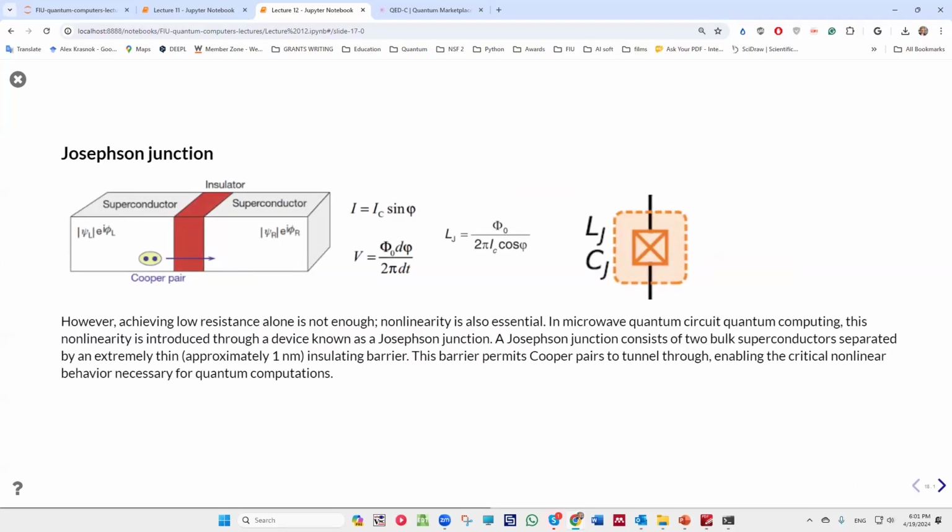Alrighty, so we cool down the circuits below 3 Kelvin to make them superconducting. That's not sufficient to make them quantum. We cool them down to 10 millikelvin to get rid of the noise, and that is also not sufficient to make them quantum. What actually makes them quantum is the use of nonlinearity.